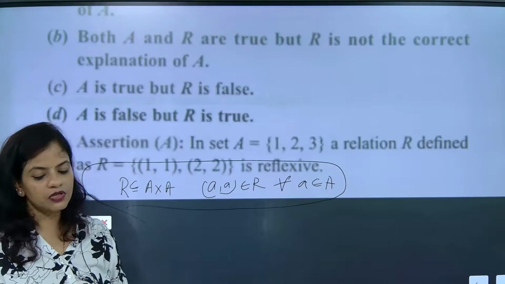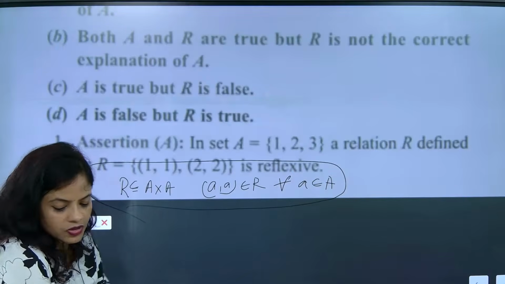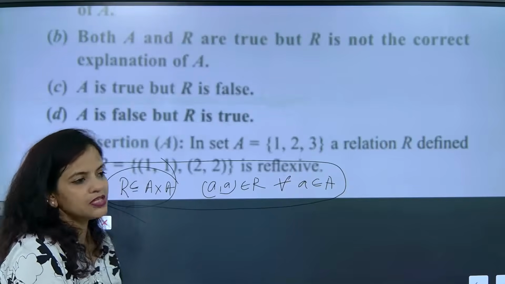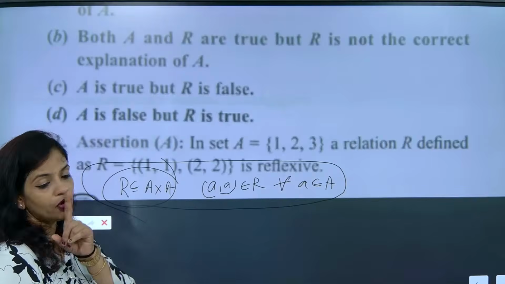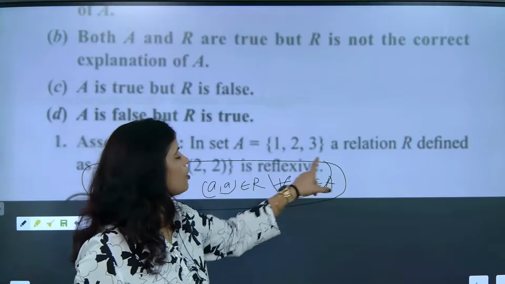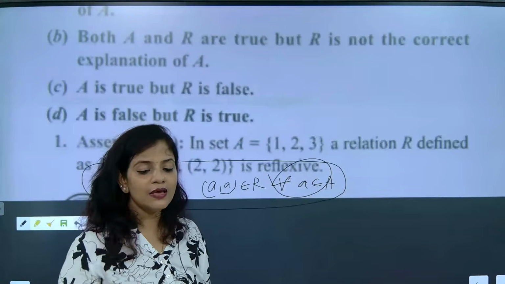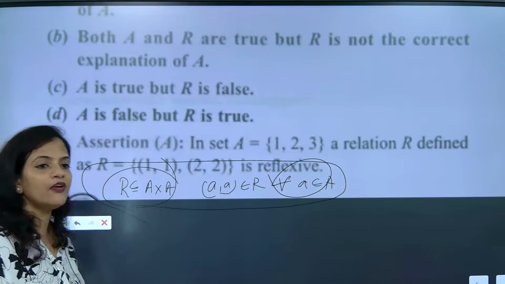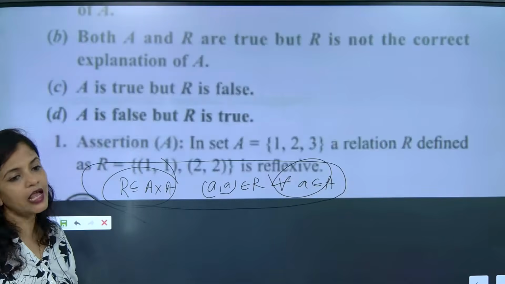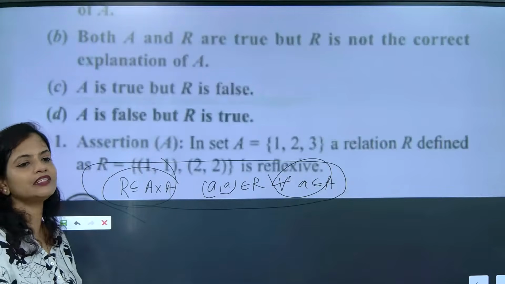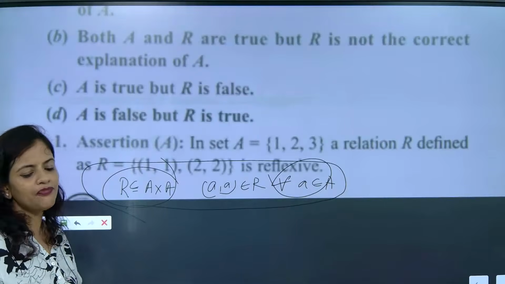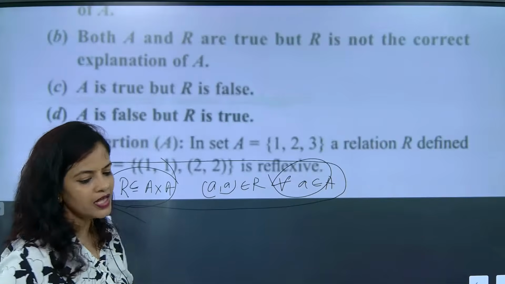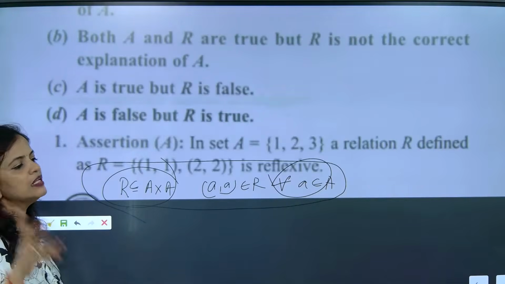Understood? Because we know that if reflexive part is there, A cross A must be there, and all the elements, for all. This is the danger code here. For all a belongs to A means whatever element is present in set A, all elements, me and myself, has to be there. Understood? Like if a set A is having three elements, if a set A is having how many elements? Three elements.